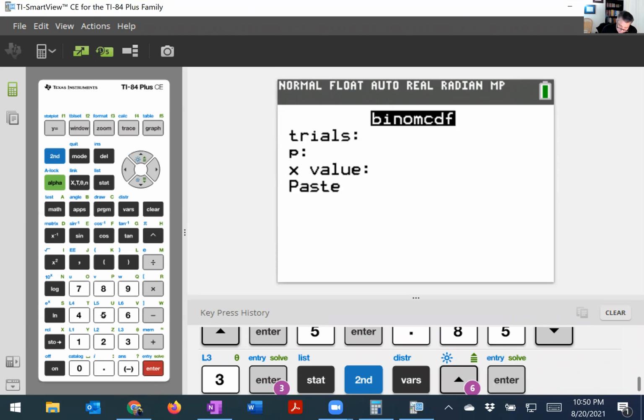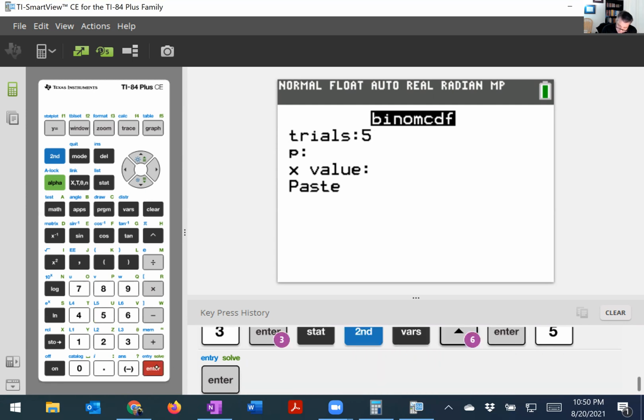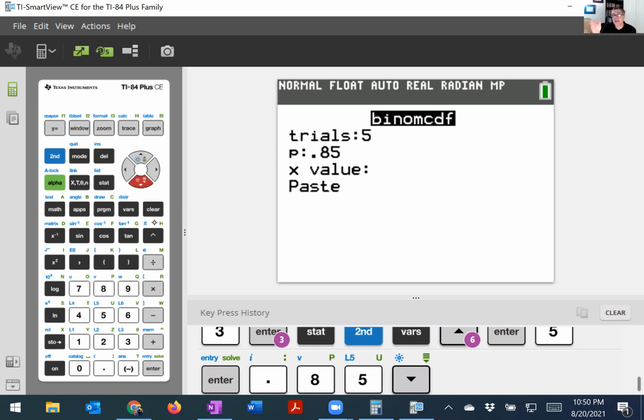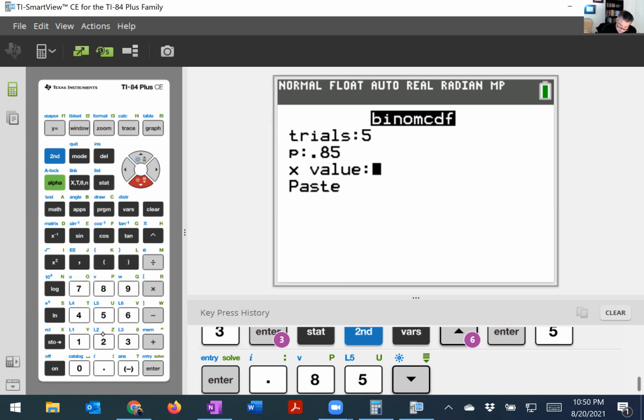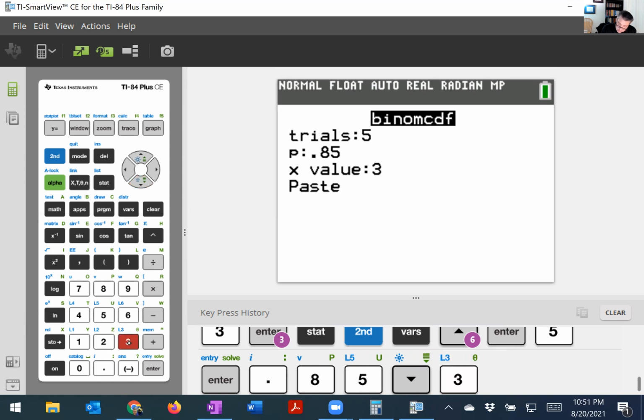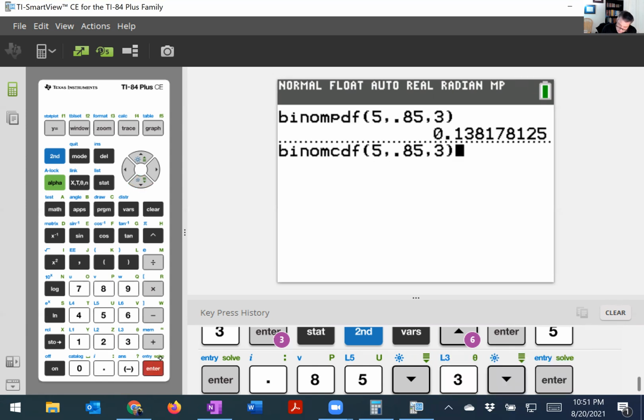So I want the binomial CDF here. What's the number of trials? 5. What's my P? 0.85. What's my X value? Well, I'm going to do everything up to and including. The calculator does everything up to and including; it's a less than or equal to sign. Everything up to and including 3. I'm going to paste that, and that gives me 0.16447.